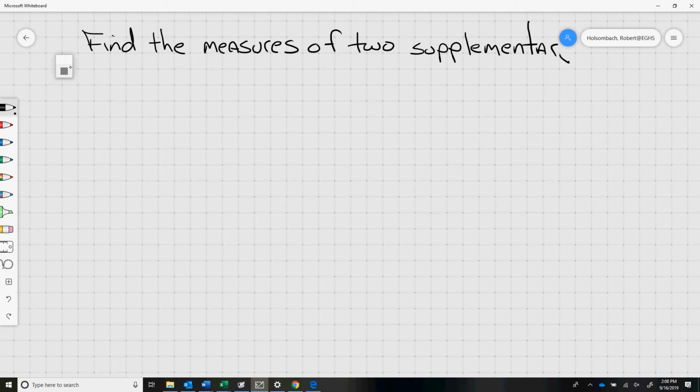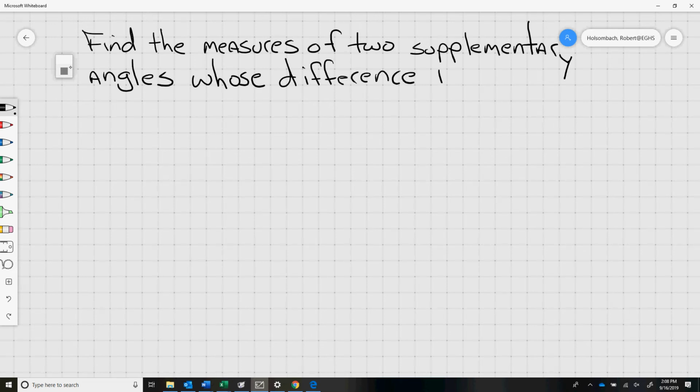Find the measures of two supplementary angles whose difference is 18. Two supplementary angles whose difference is 18. Supplementary means the sum is 180. So we need two angles.